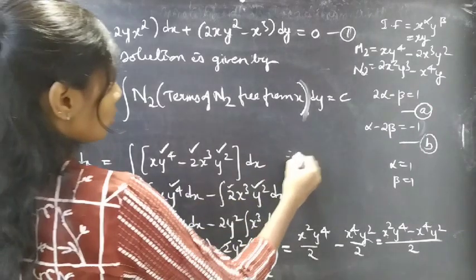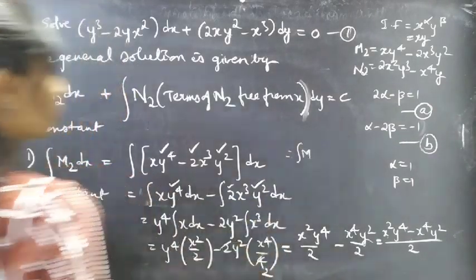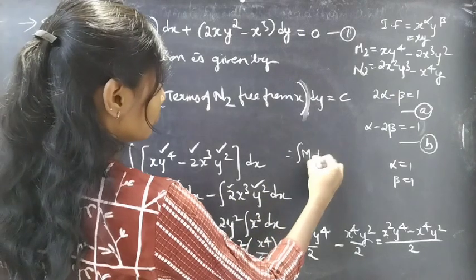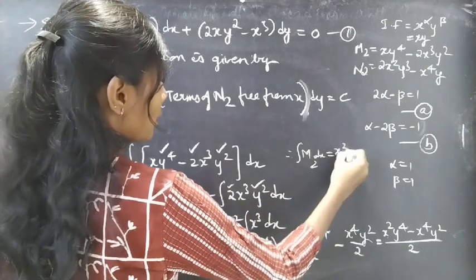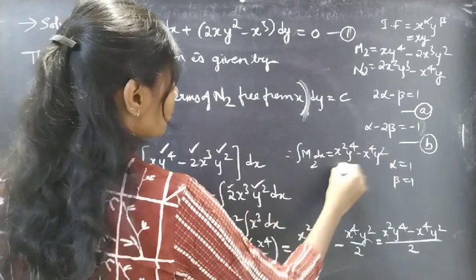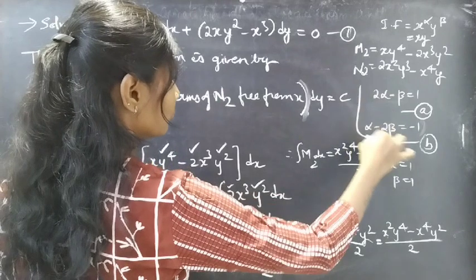which gives us x square y power 4 minus x power 4 y square by 2. Therefore, integral m2 dx is x square y power 4 minus x power 4 y square by 2.